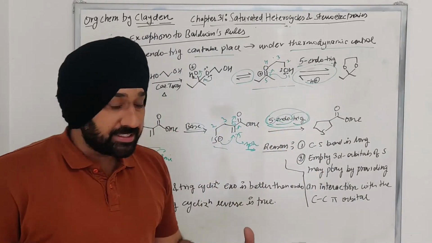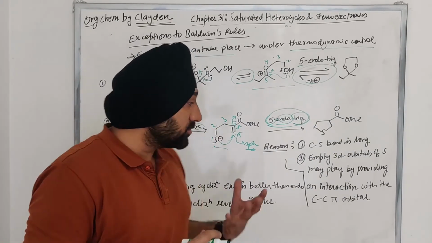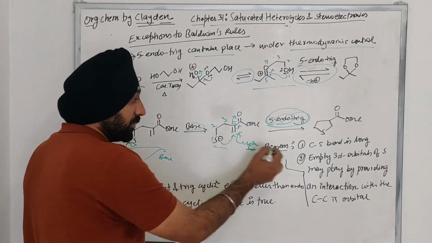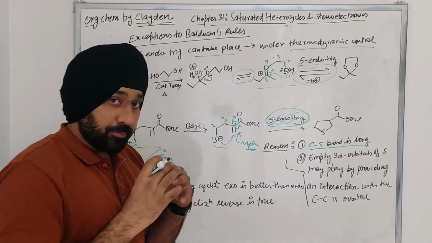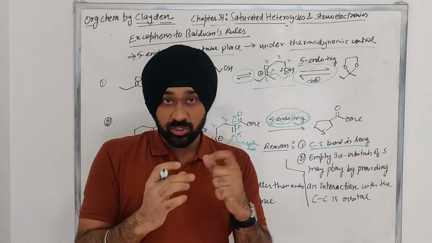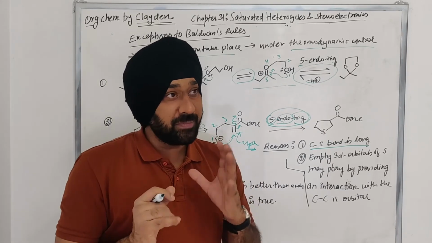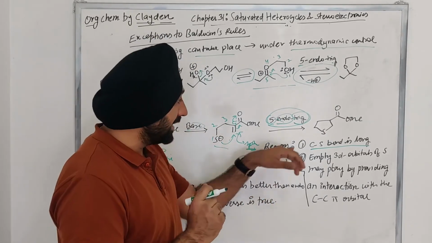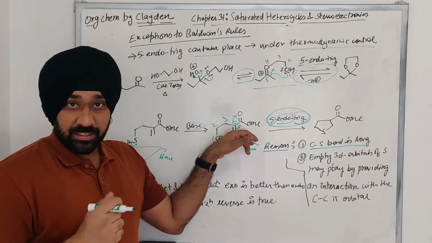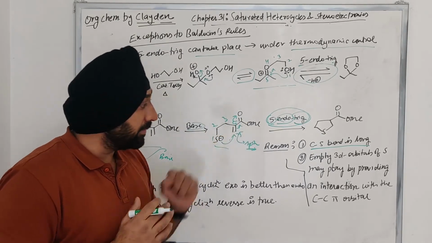Now, what could be the reason? Obviously, if it is happening, we need to explain it. One of the reasons we can say is that the carbon-sulfur bond is long. If we compare the carbon-nitrogen bond with the carbon-sulfur bond, we know the carbon-sulfur bond is slightly longer. So it means it can reach the empty pi star orbital of this carbon-carbon double bond.